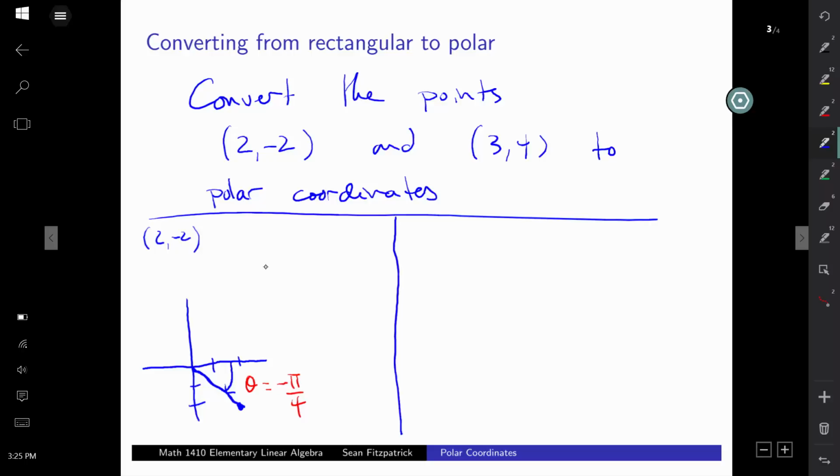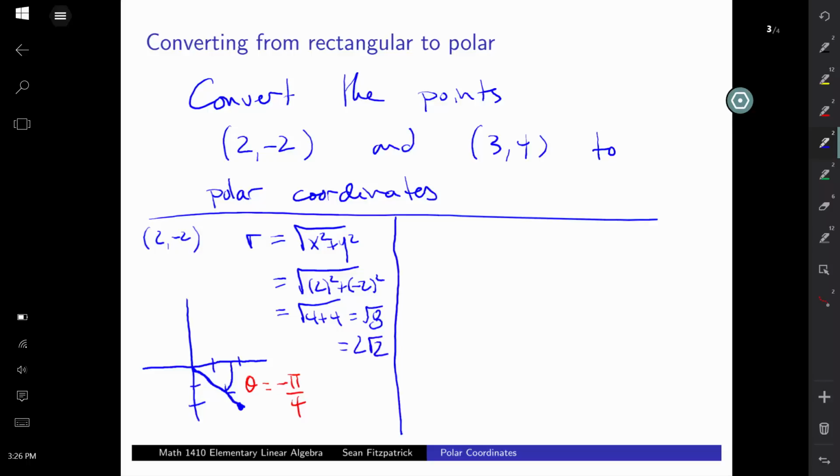So what is r? Well, we know that r is the square root of x squared plus y squared. So in this case, that's the square root of 2 squared plus minus 2 squared. So that's the square root of 4 plus 4, which is the square root of 8. By the way, you can leave it as square root of 8. If you really feel like you have to, you could write this as 2 times the square root of 2, but square root of 8 is perfectly valid.